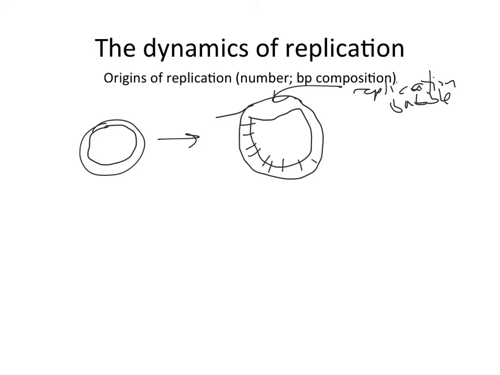We've got a double helix, but then there's a small region which is called the origin of replication. Try remembering that. Where replication starts. What sort of base pair composition, what sort of nucleotides, which bases do you think you find in origins of replication?